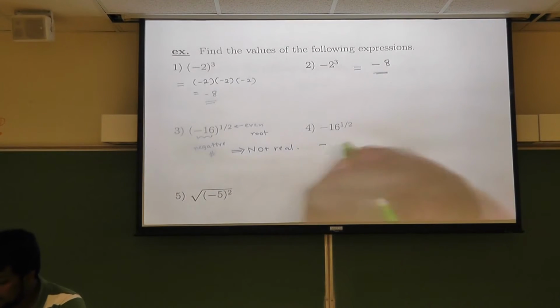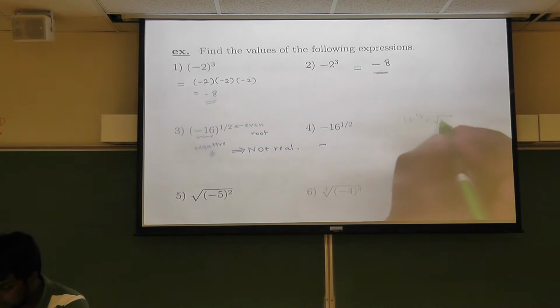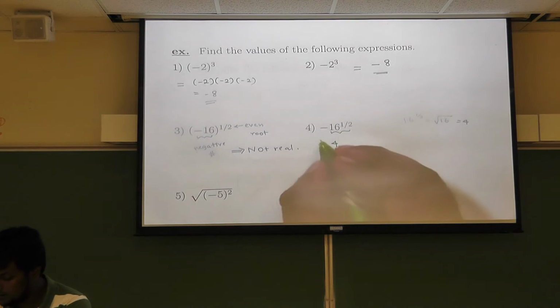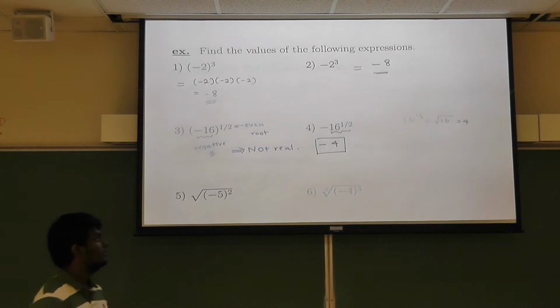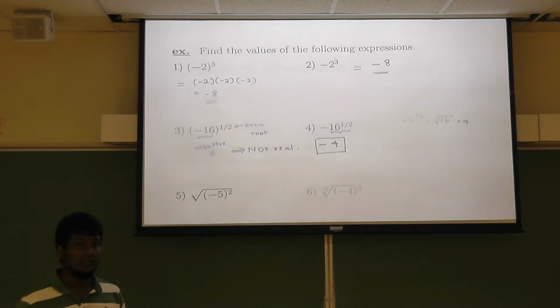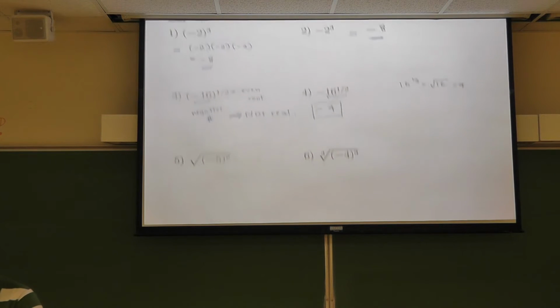Now the difference in the next example is that the negative sign does not belong to the base. There is no parenthesis. It's outside, so you just keep it. And 16 to the power 1/2 is the same as the square root of 16, which is 4. So the answer is negative 4. Again, I emphasize the difference is where the negative sign is, and whether there is a parenthesis or not.